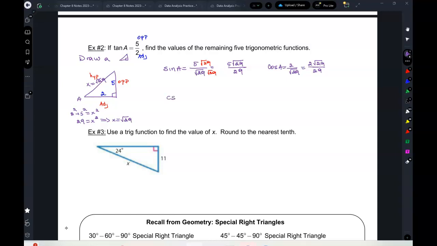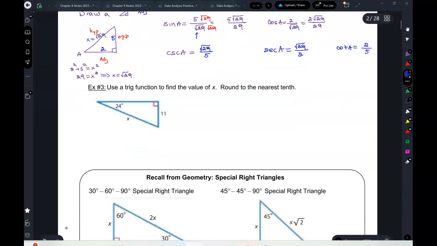Now, cosecant of A equals, I need to take the reciprocal, right? So be smart about this. If you take this, the reciprocal will already be rationalized. So it'll be root 29 over 5. Secant of A is root 29 over 2. And cotangent of A is 2 over 5. I'm so used to theta because everywhere else it's theta. Okay? Fabulous.